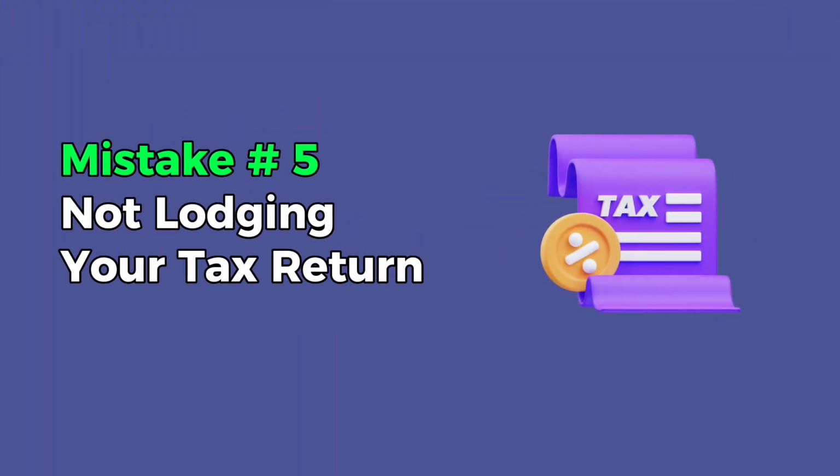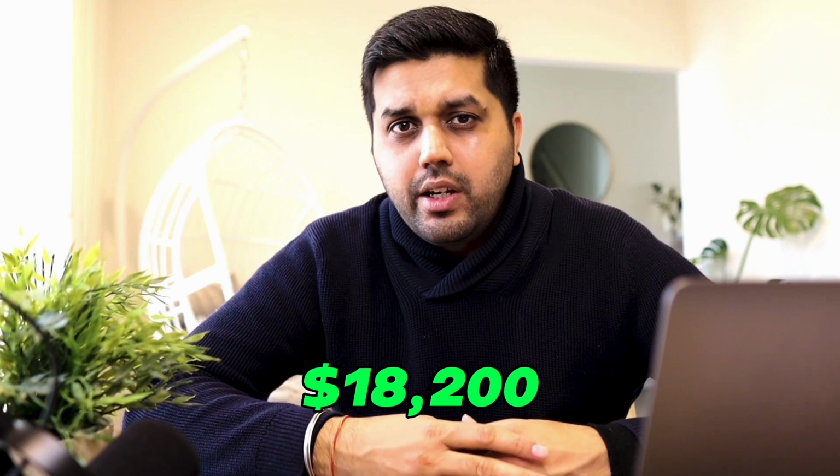And now let's move to mistake number 5, which is not lodging your tax return. Sometimes if you are just ignorant or being lazy and you don't lodge your tax return, it can actually be a very dangerous thing to do, especially if you are earning money here in Australia. Now, if you are earning money below the tax-free threshold, which is $18,200 in a financial year, you may think, yeah, okay, I don't need to lodge my tax return anyway because I earn less than the tax-free threshold. But the reality is that your employers could have deducted taxes even if you earn less than the tax-free threshold. So you want to make sure that you claim that money back.